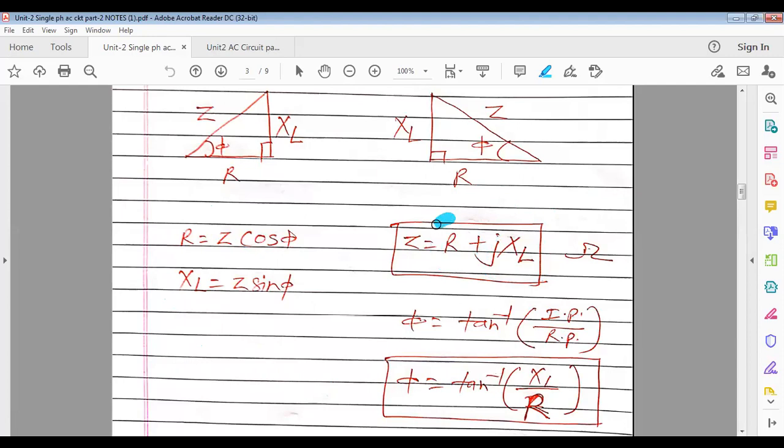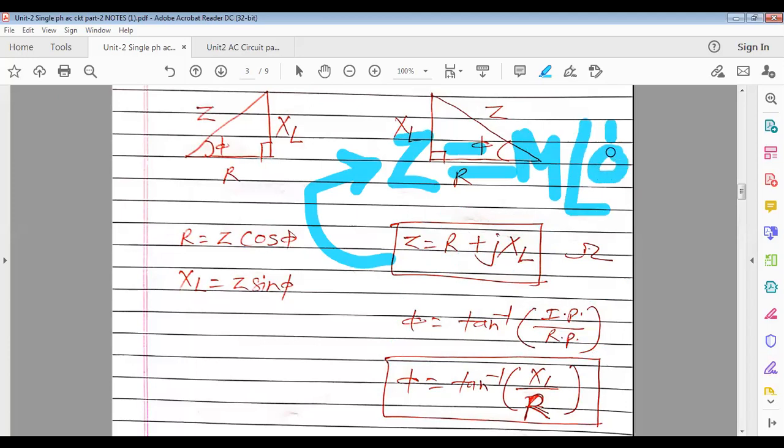So for RL, R is positive, XL is positive. Here the numerator is positive, the denominator is positive, imaginary part is positive, real part is positive. So will phi always be positive or negative? Positive. So for series RL, the power factor angle is always positive. What does it mean? It means when you convert this impedance into polar, when you write impedance in polar as magnitude and some angle, the impedance angle is always positive for series RL. It can never be negative.